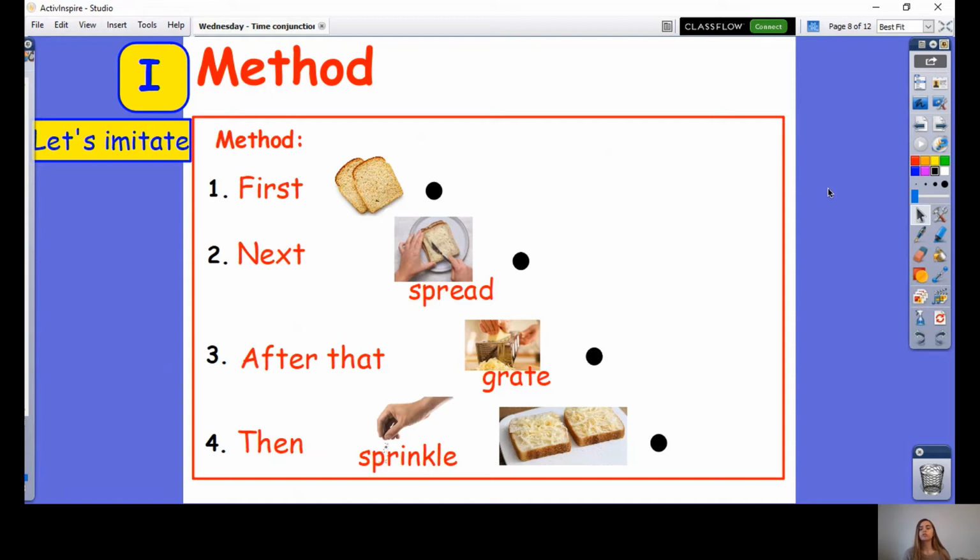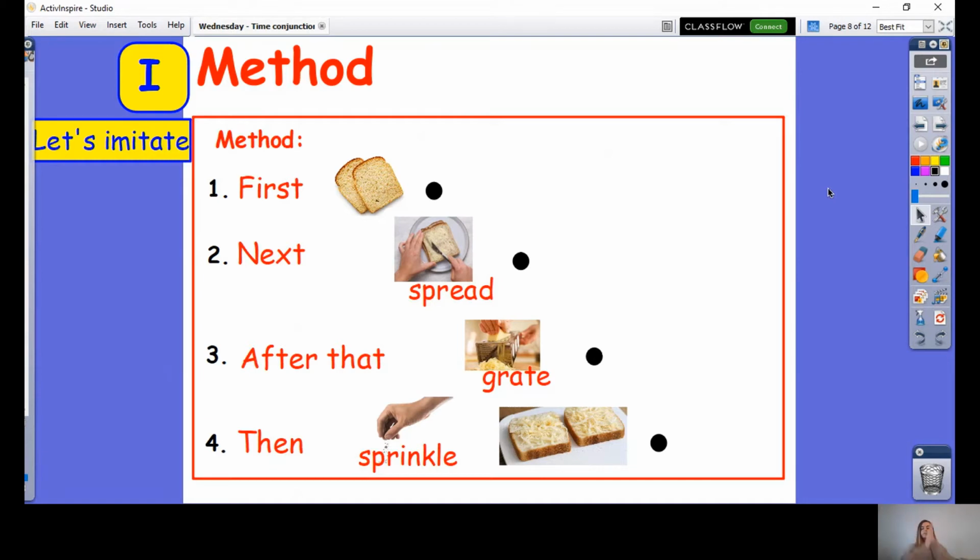So first, let's go through our actions and our words for our method. Everybody ready with a capital letter? Well done. I can see you at home with your capital letter. Off we go. Method. 1. First, get 2 slices of bread. 2. Next, use your knife to spread some butter on both slices of bread.